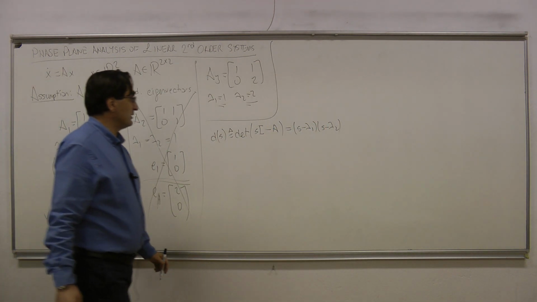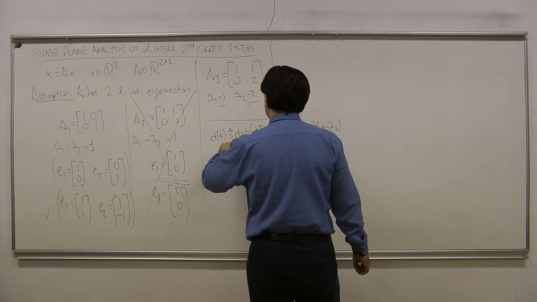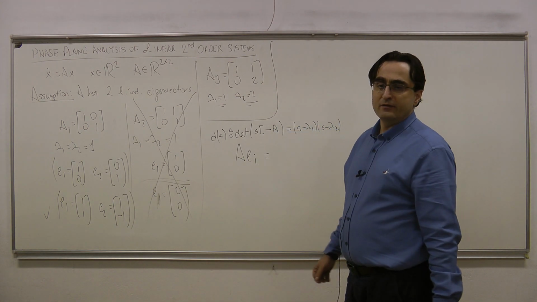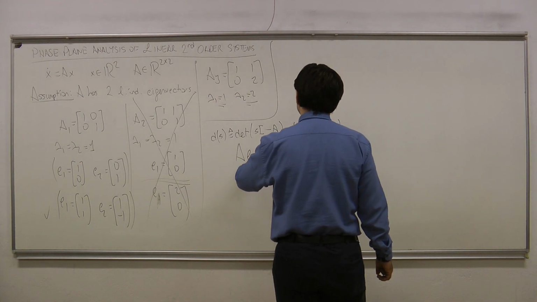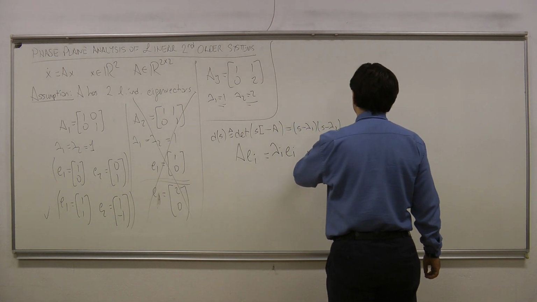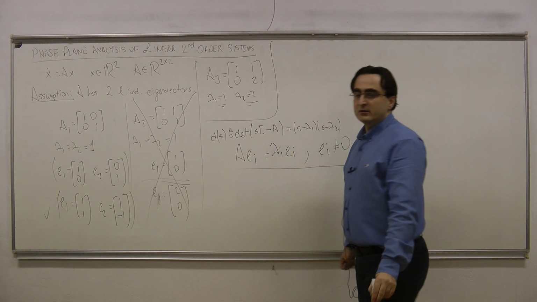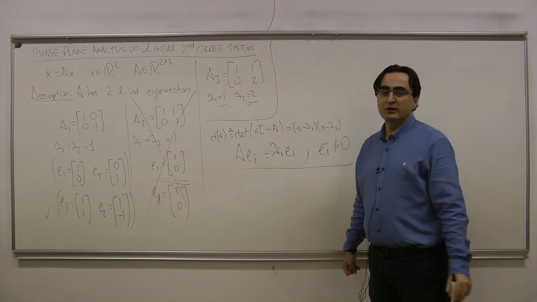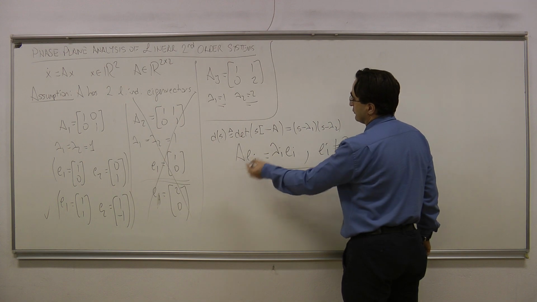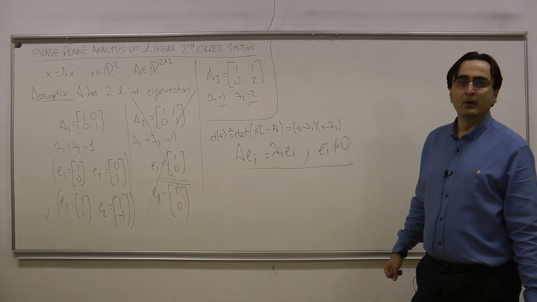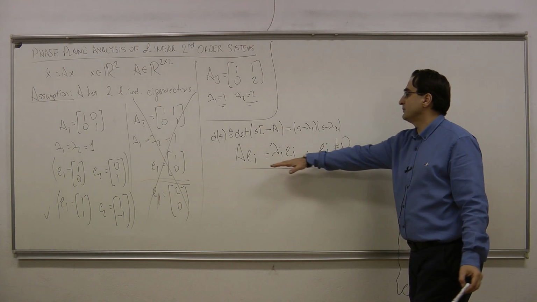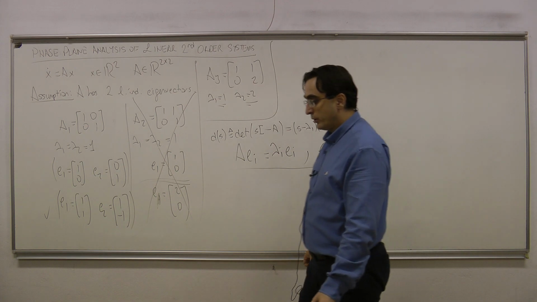Now, how are the eigenvectors defined? We say that a vector e_i is an eigenvector for the eigenvalue lambda_i if it satisfies this equation and if it is non-zero. So eigenvectors are non-zero vectors that satisfy such an equation. Obviously, the zero vector would satisfy this equation all the time, but we don't call it an eigenvector. Eigenvectors are non-zero vectors which satisfy such an equation.